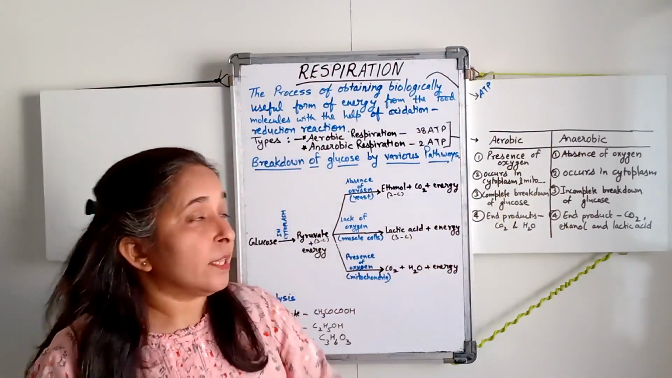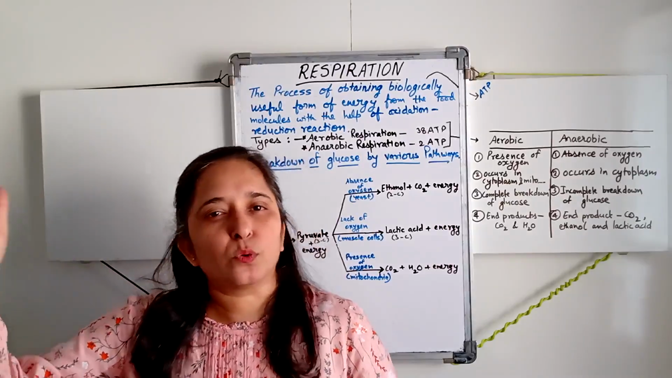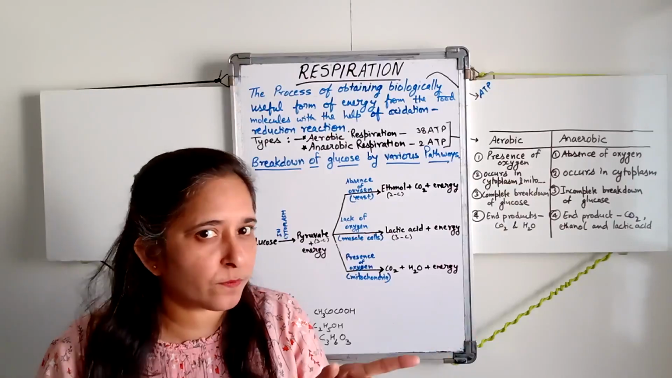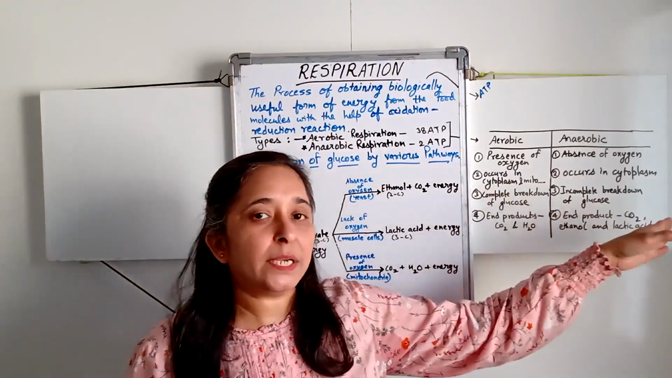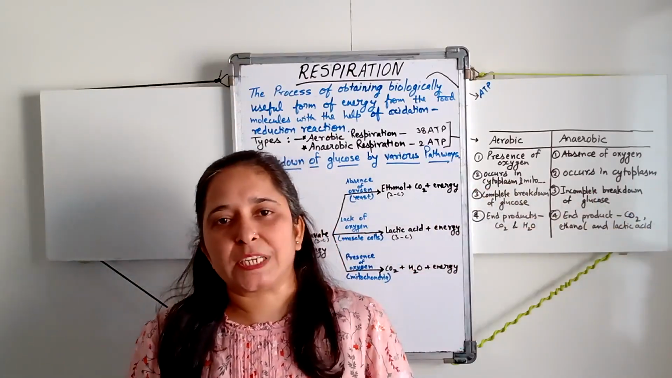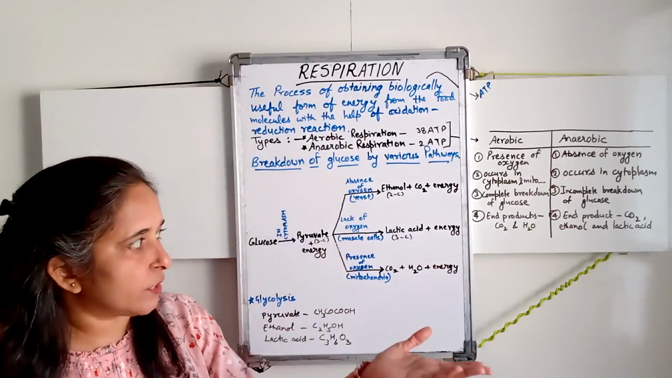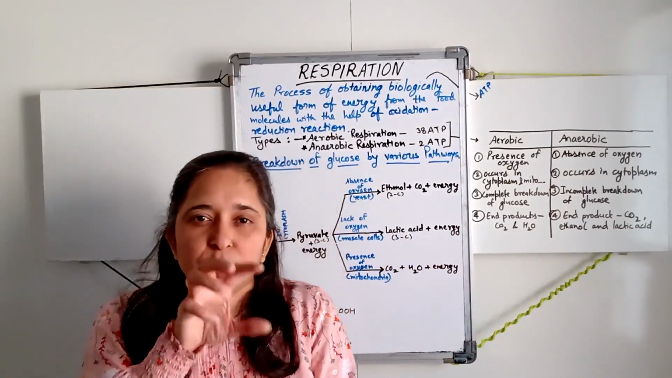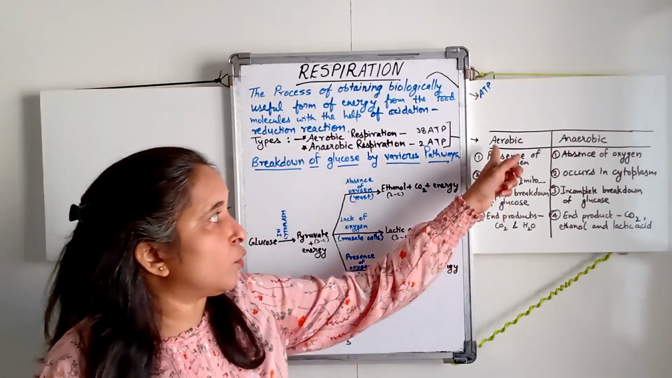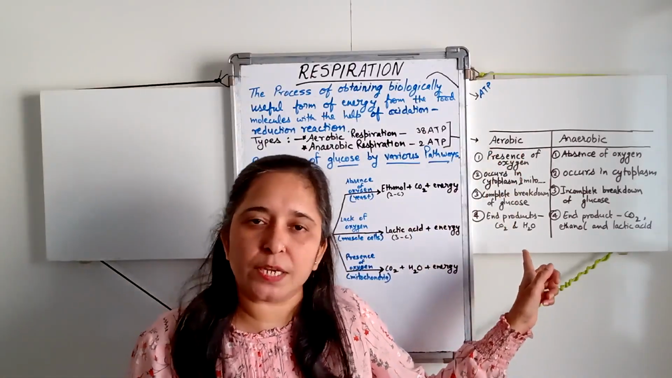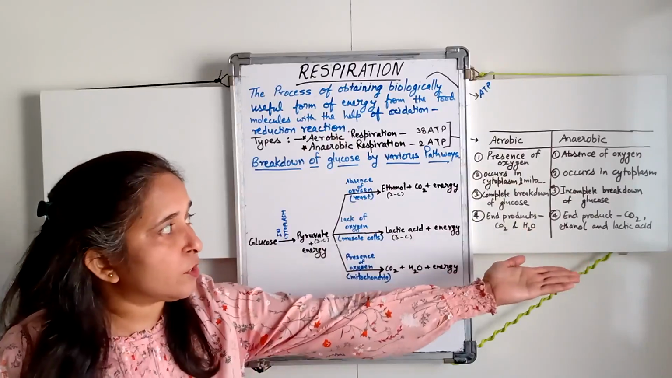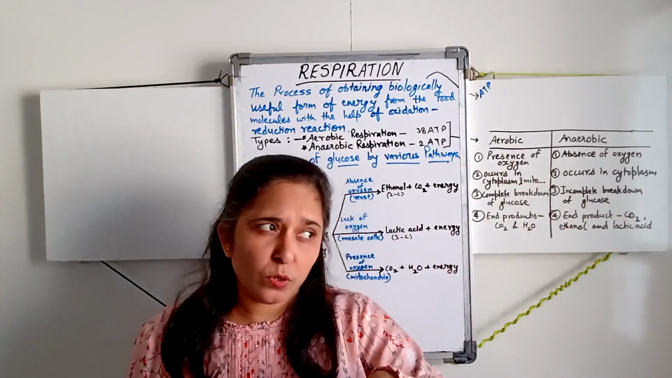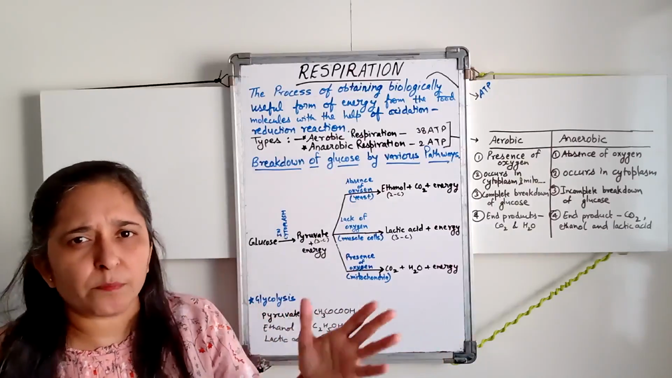The third one: the complete breakdown of the glucose takes place in aerobic respiration, that is in the presence of oxygen, and incomplete breakdown of the glucose takes place in anaerobic respiration. The last one is the end product after the breaking down of the glucose. In aerobic respiration it is carbon dioxide and water molecule. In the case of anaerobic, the end product is carbon dioxide and ethanol, or lactic acid also in some cases.